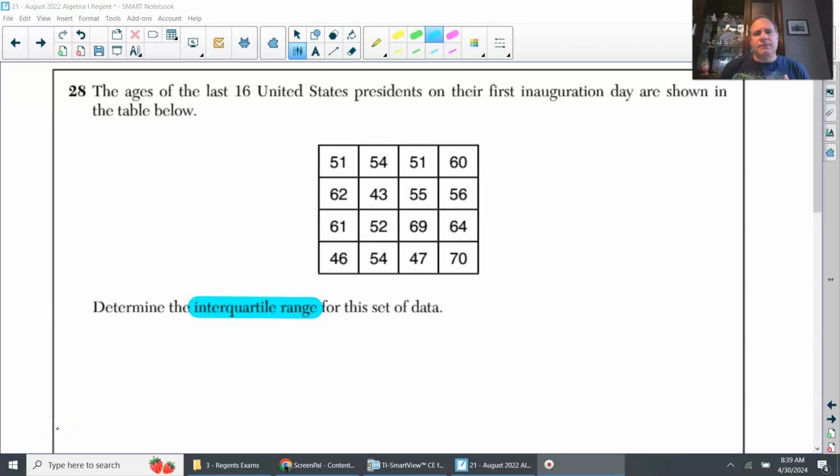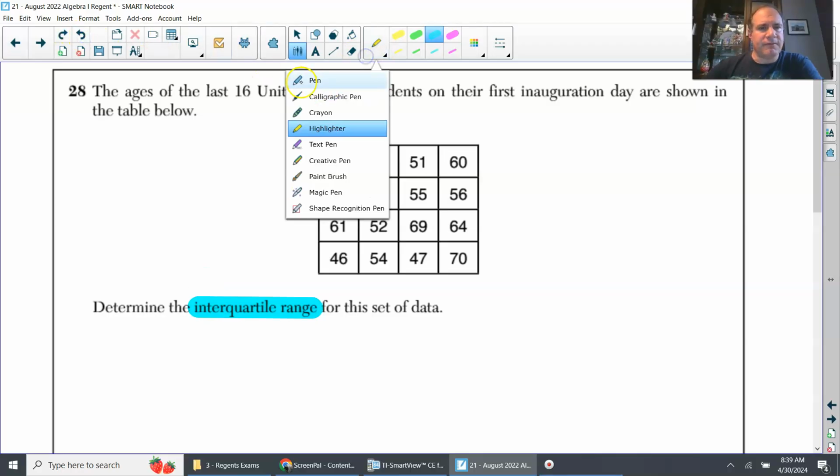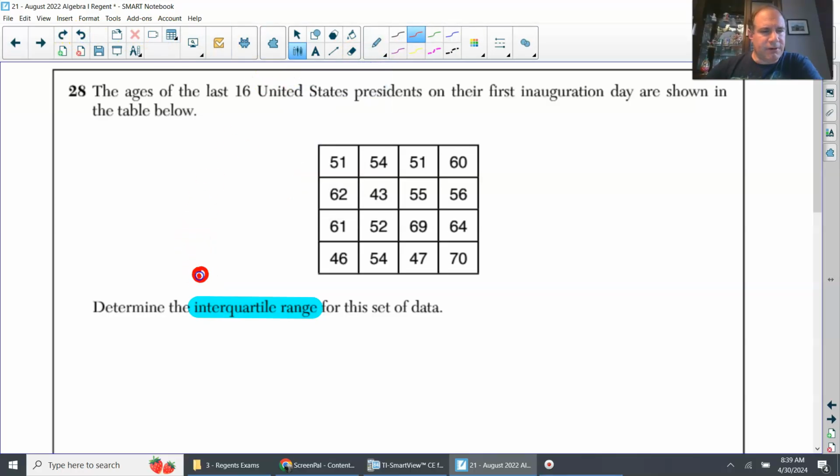We'll say these are the ages, number 28, the ages of the last 16 United States presidents on their first inauguration day, shown in the table below. Once you have these, this is all you need. Put it into the calculator and determine the interquartile range, which is, let me just get off of the highlighter, Q3 minus Q1.